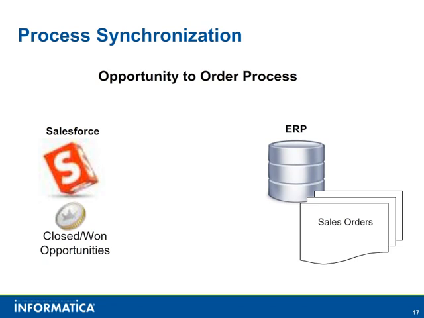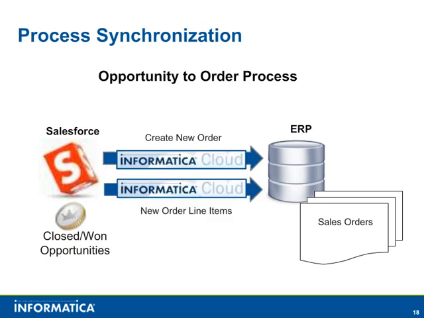Now let's look at a process synchronization scenario, the opportunity to order process. In this example, a company is using Salesforce for their CRM and an on-premise or cloud-based ERP system. Salesforce is used to track all sales-related information, including opportunity data, up to the point the opportunity is marked as closed won in the system. The ERP system is used to track sales orders, order fulfillment, and shipping information. When an opportunity is marked as closed won in the CRM system, Informatica Cloud is used to take data from the opportunity and create a sales order in the ERP system. Line items are also created on the sales order.